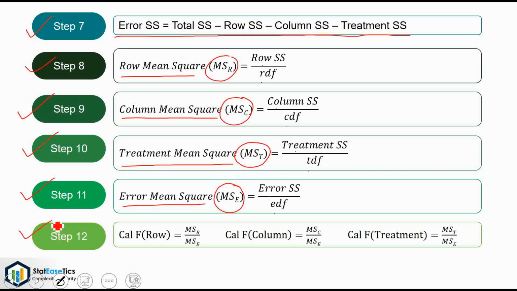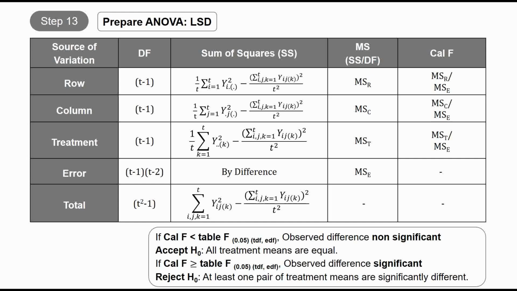Step 12 is calculation of F, where calculated F for row is the ratio of MS of row to MS of error. Calculated F for column is ratio of MS of column to the MS of error. And calculated F for treatment is the ratio of MS of treatment to the MS of error. The next step is step 13, that is prepare ANOVA for LSD.